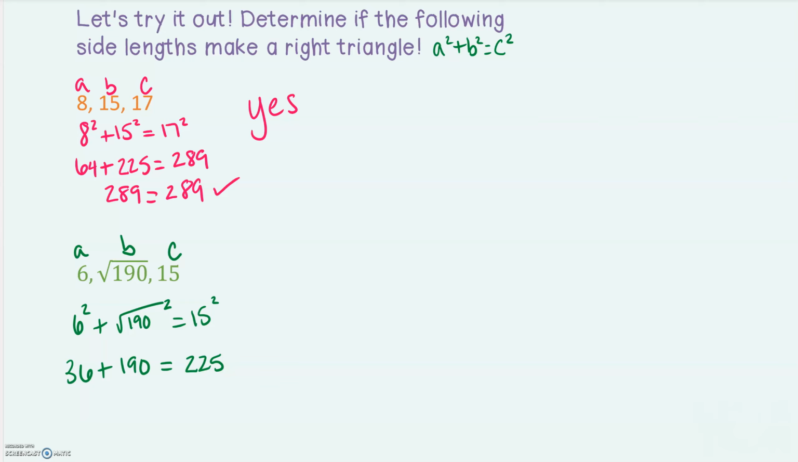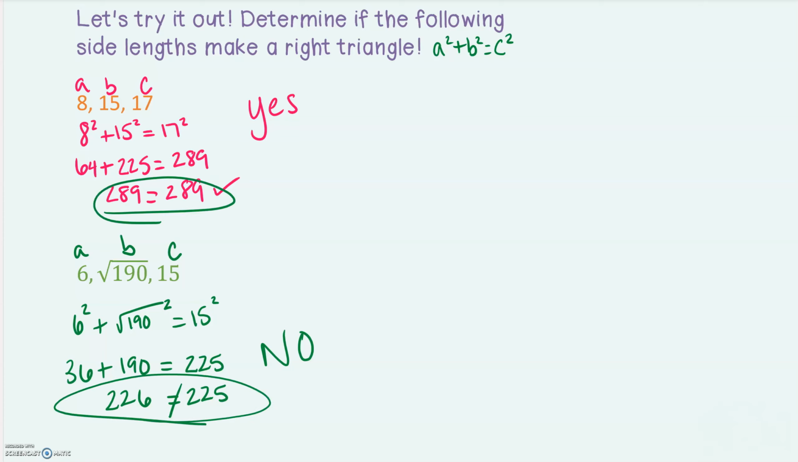So now I need to add 36 plus 190 gives me 226. Does this equal 225? No, it does not. So 6, square root of 190, and 15 are not a right triangle. So I hope you can see the difference, right? This one, it equaled itself, so it worked. This one does not equal itself, so it does not work.